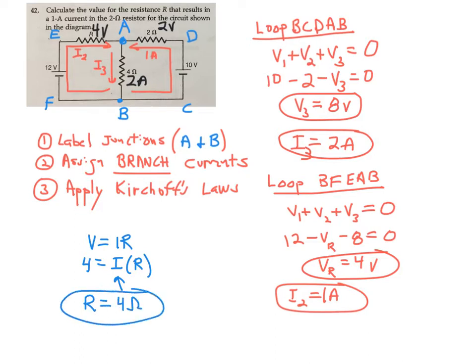All right, so plug in 1 for I there, you get R is 4 ohms. So that's one solution to this problem. R could be 4 ohms. Now I'll try this with the 1 amp current that's given going to the right in that 2 ohm resistor. So I'll start over on the next page.